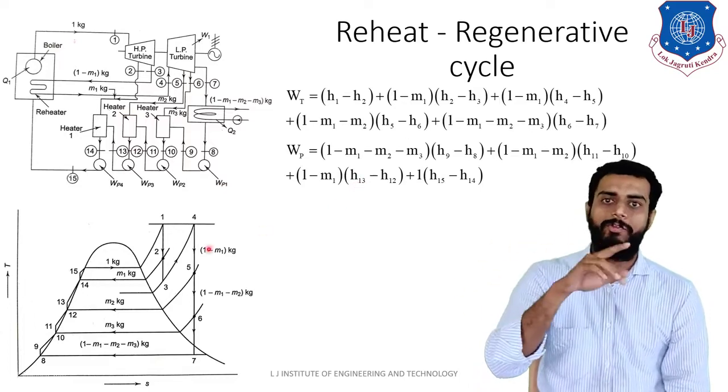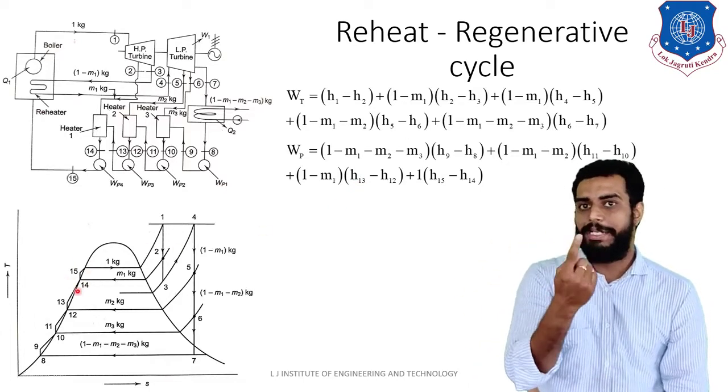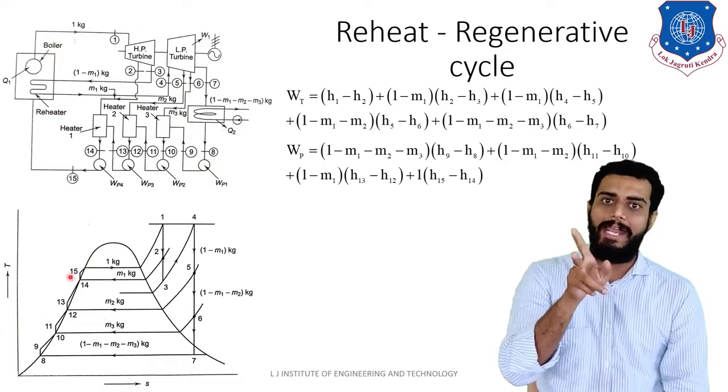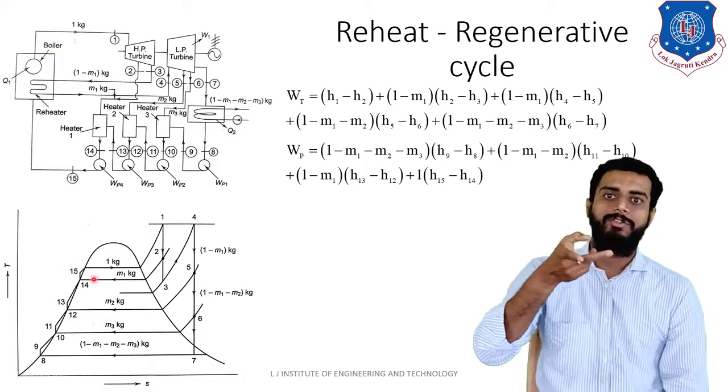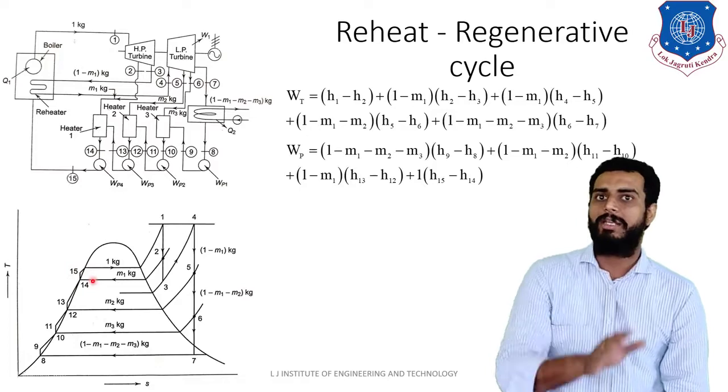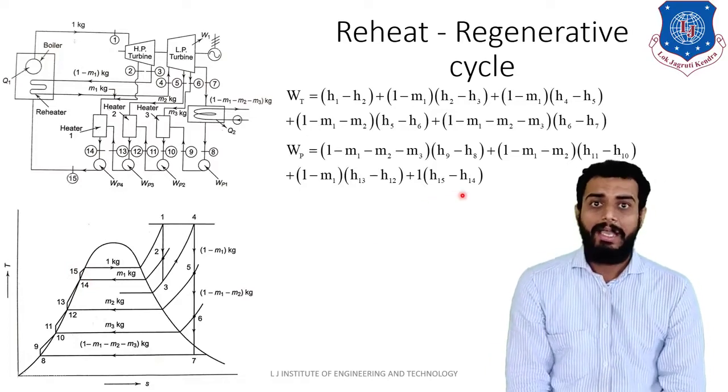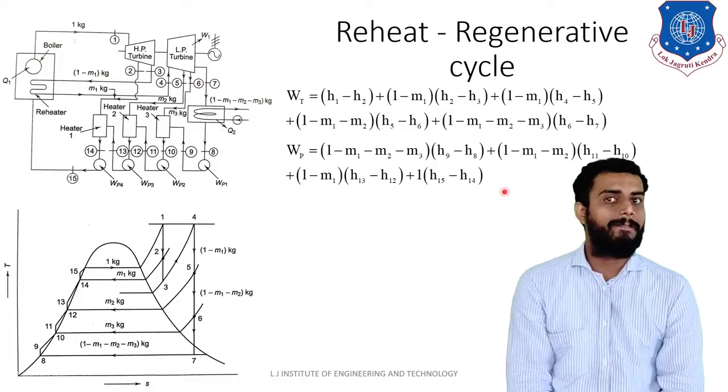Same way, pump number 4. For pump number 4, you will have a mass of 1 kg complete. So what are the end points of the pump? 14 and 15. So you write down h15 minus h14. Clear? Very easy, right? So that is how you can write down the pump work.